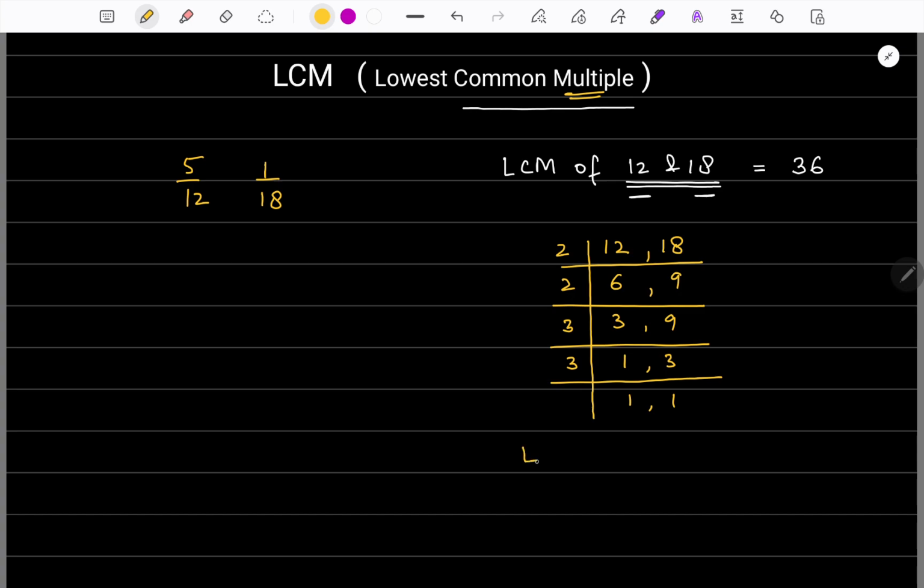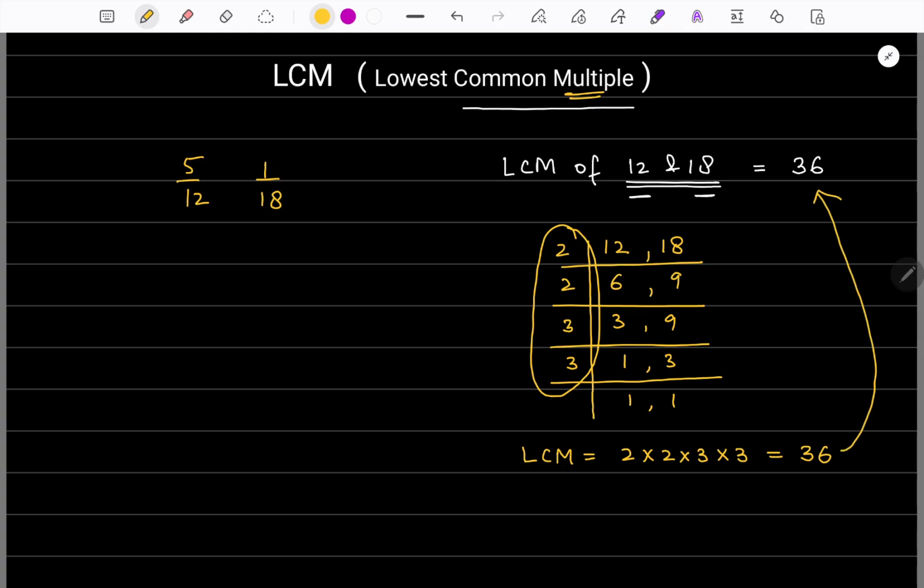Now the LCM here is going to be the product of the numbers that we have on this side. That means LCM is equal to 2 into 2 into 3 into 3, and the product comes out to be 36. So 36 is the same as we found by comparing the tables and finding the common multiples. So factorizing the denominators together will give us the LCM. Now we know how to find the LCM of the denominators.